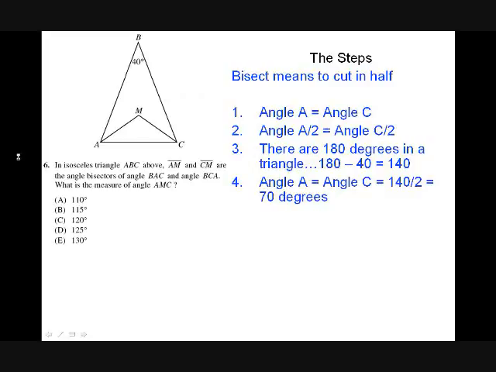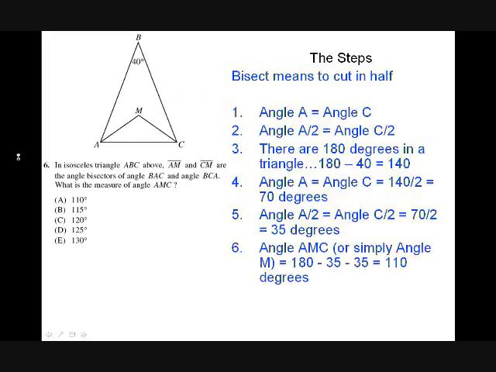So now we just want to cut those in half so that we know what those angles are in triangle AMC. So angle A over 2 is equal to angle C over 2, as we mentioned in step 2. 70 divided by 2 equals 35. So angle A within triangle AMC is 35 degrees, and angle C would be 35 degrees as well. So now we just have to solve for M. That's easy. There are 180 degrees in a triangle. So in that small triangle, we're going to take 180 minus 35 minus 35, and that's going to give us 110 degrees. So our answer would be A, 110.